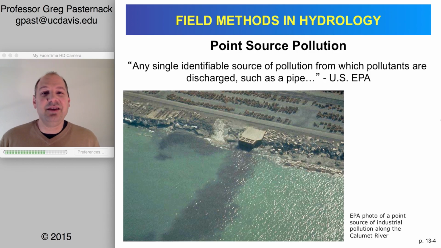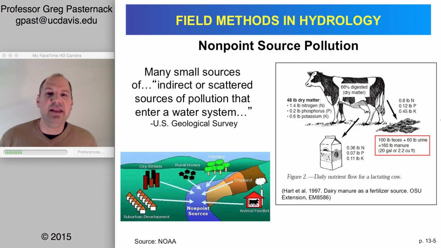Now, in the limit, we could argue that just about anything is a point source pollution, but typically we think of a point source pollution as something where that pipe is not inconsequentially small, but is large enough that the EPA could say, this discharge, you need to be regulated and let's talk and work it out. In contrast, non-point source pollution involves many small sources of indirect or scattered pollution that enter a water system.